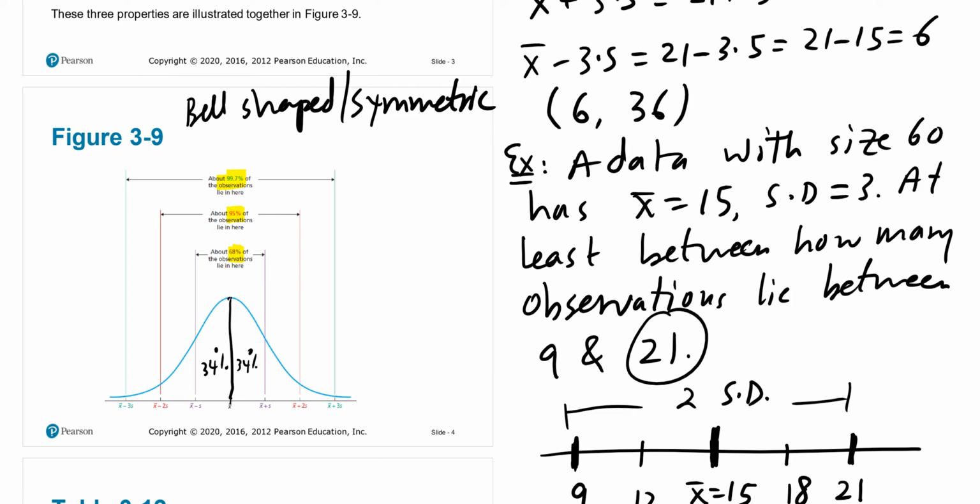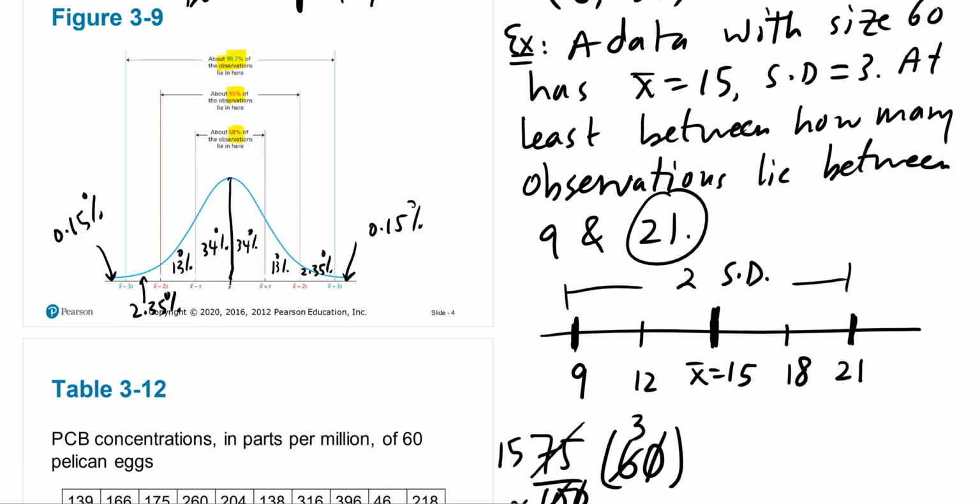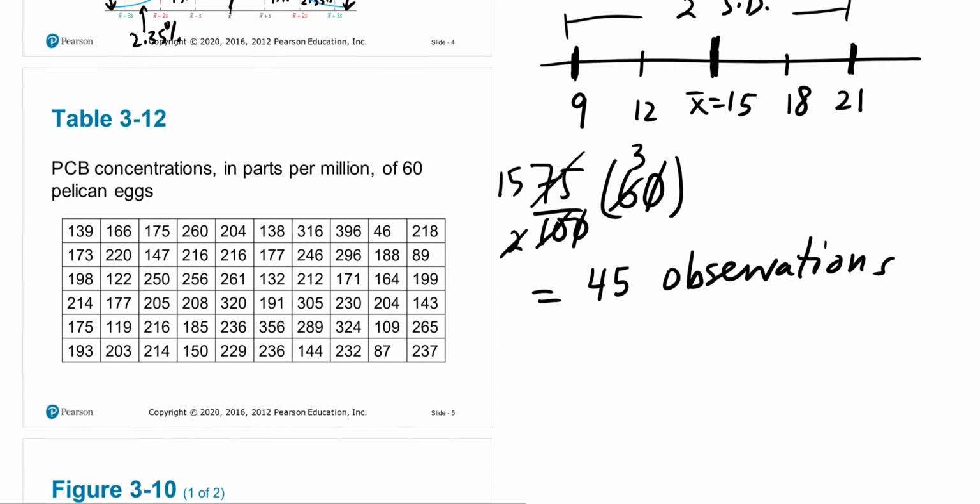Then within 95%, if you do 95 minus 68 and divide by 2, it will be 13.5% here and 13.5% there. And then the next one, if you do 99.7 minus 95 and divide by 2, that would give 2.35% and 2.35%. And 100 minus 99.7 divided by 2 will give us 0.15%, and the last one here, 0.15%. That's what the empirical rule says.